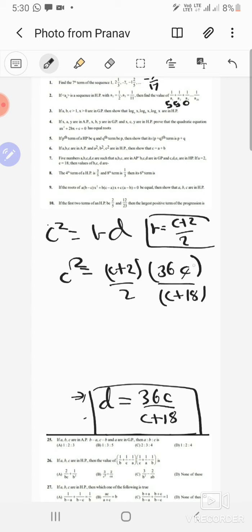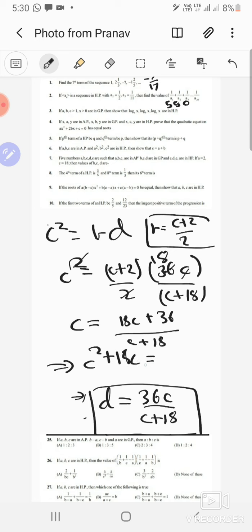Fine. So here's the thing, one of them cancels. Well, c can technically be 0, but c was included in a harmonic progression, which means it cannot be 0. Okay, and then this cancels with this 18, so you have c equals (18c plus 36) upon c plus 18. That gives me c squared plus 18c equals 18c plus 36. Oh, this was easy. That gives me c equals plus or minus 6. Okay, is minus 6 acceptable?